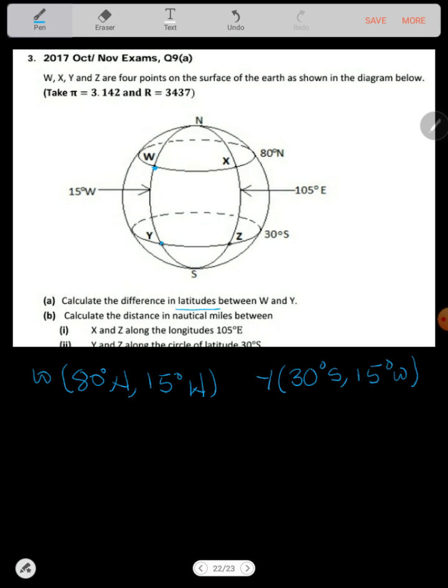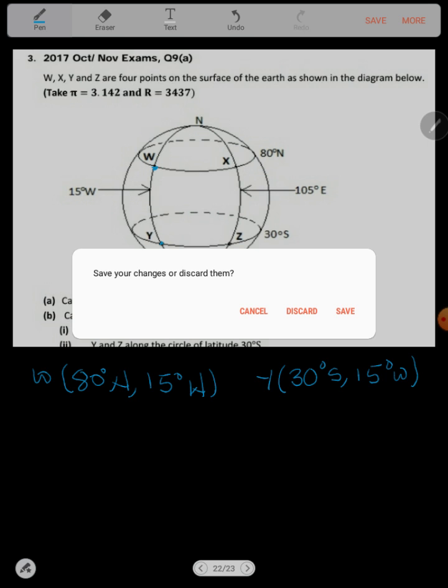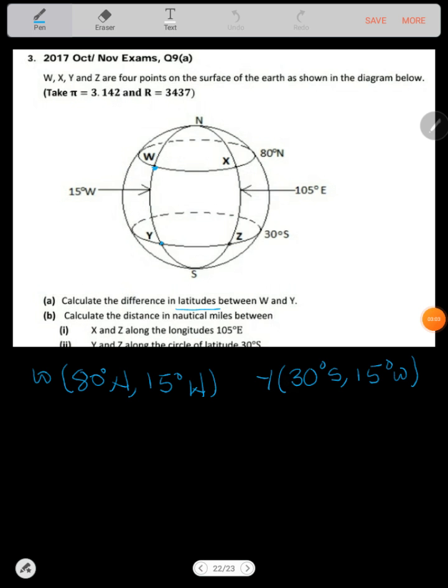Since we know that these two are in different hemispheres, we are going to say 80 plus 30. This will give us 110 degrees. Don't add the direction north-south, you just find the difference. So that's the answer. That's the only difference in latitude. That's part A.